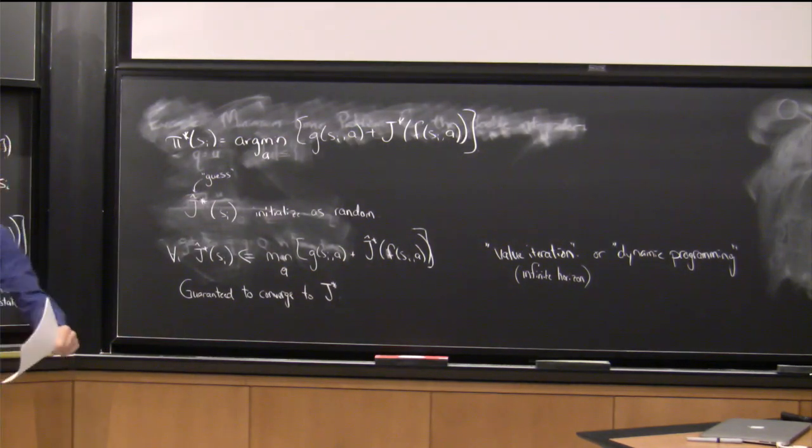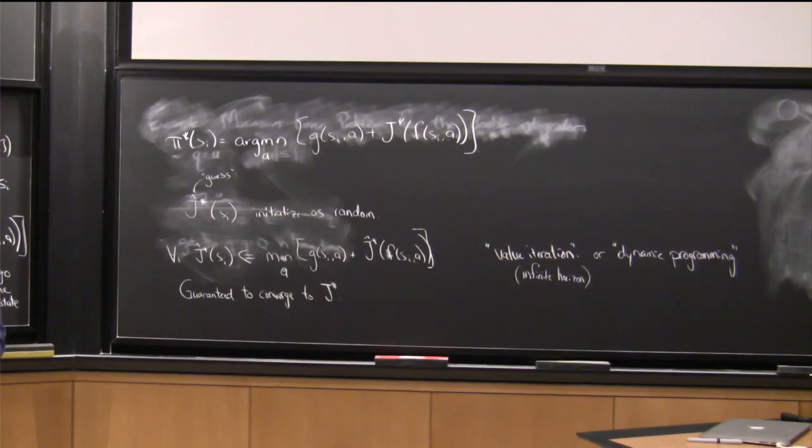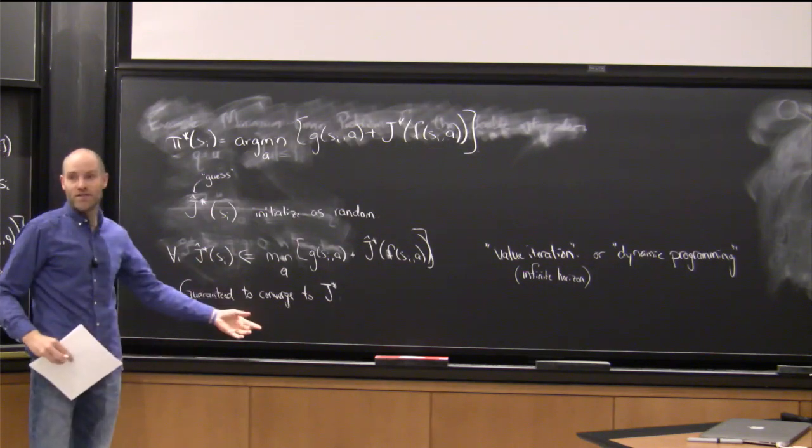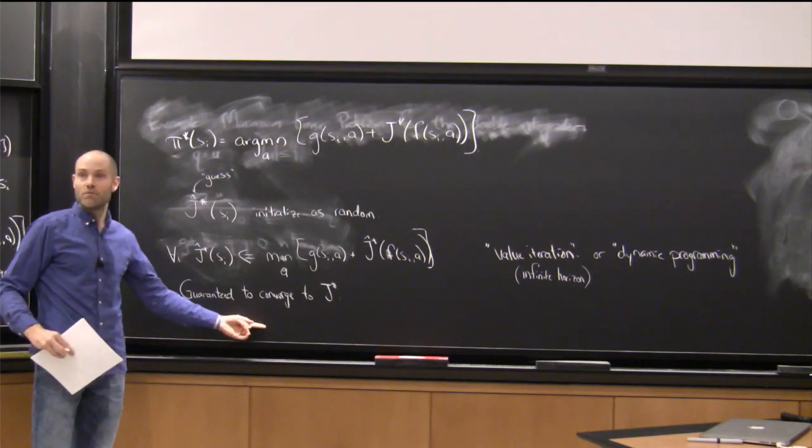Of course, you have to visit every edge infinitely often eventually, right? You can't leave some edges out, otherwise it wouldn't converge. But under very mild conditions, even the asynchronous version of this converges to the optimal policy.